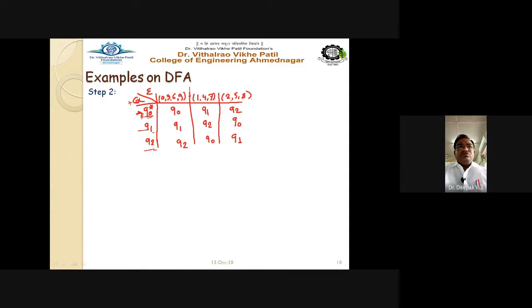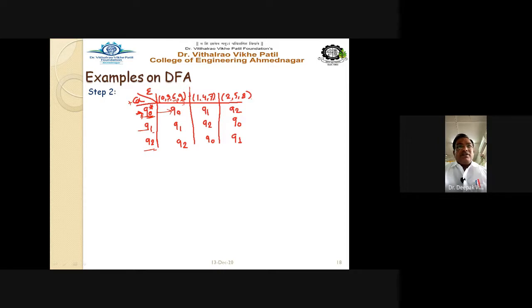Now you are at Q0, and the input is 0, 3, 6, 9. Definitely the next state is Q0 itself. Why? Because when you divide 3 by 3, you remain at state Q0. You divide 6 by 3, you are at Q0 state. 9 by 3, you are at Q0 state.